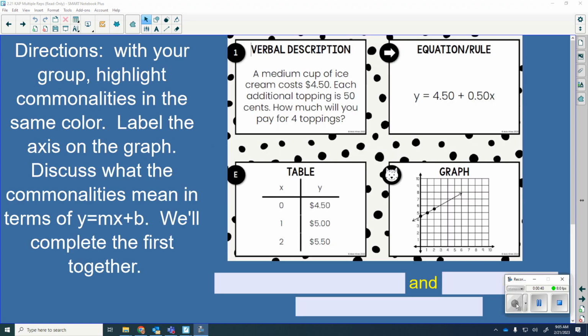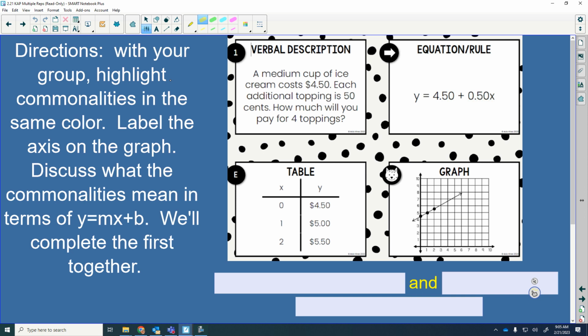So I need you to have one highlighter color. Okay, it says with your group, highlight the commonalities in the same color. Label the axes on the graph and discuss what the commonalities mean in terms of y equals mx plus b. We'll discuss the first one together. Okay, so what does that mean? That means take one highlighter.